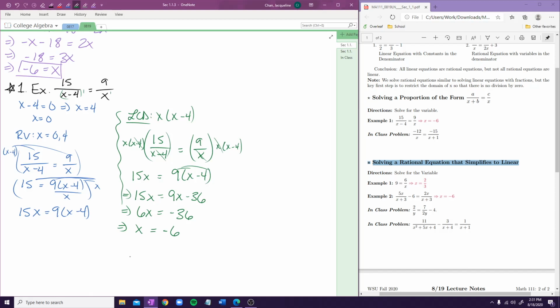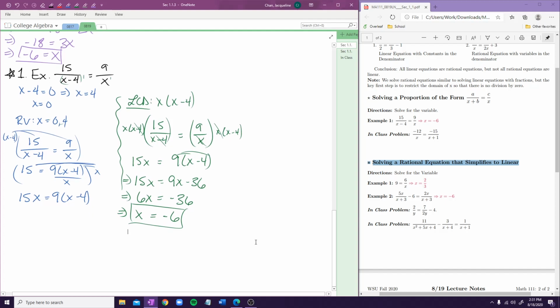Our restricted values are when x is 0 and 4. Right, 0 and 4, none of them equal negative 6, so therefore this is still a potential solution. And then when you plug it back in, seeing from my notes, you'll see x is equal to negative 6 is a solution, or is the solution.